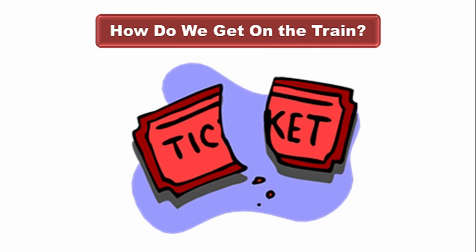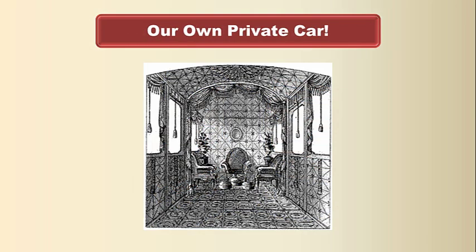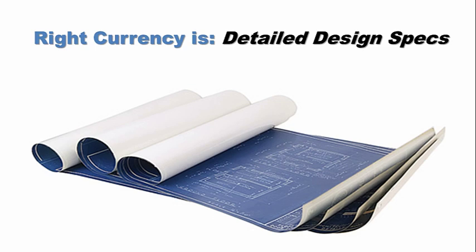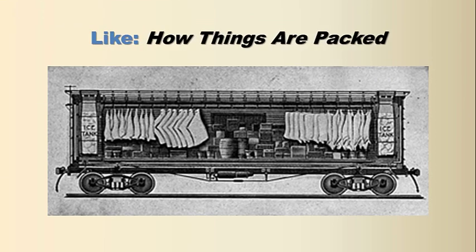If we can get a ticket on the train, the deal is pretty sweet. We actually get our own private railroad car. But there's a catch. We won't get on the train at all unless we pay the right currency. Funny thing is, we don't pay with money. Instead, we have to pay by providing detailed design specifications for our private car. How big it is, where and how the freight is packed inside it, and so on.